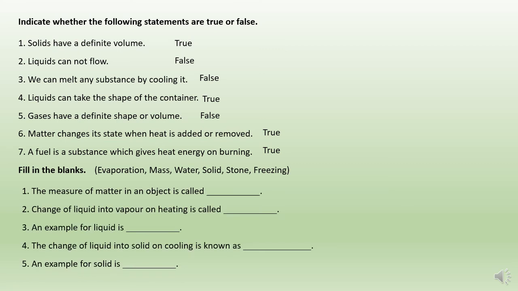Next one is fill in the blanks. We already have answers we need to choose from. The measure of matter in an object is called mass. Change of liquid into vapor on heating is called evaporation. An example for liquid is water. The change of liquid into solid on cooling is known as freezing. An example for solid is stone.